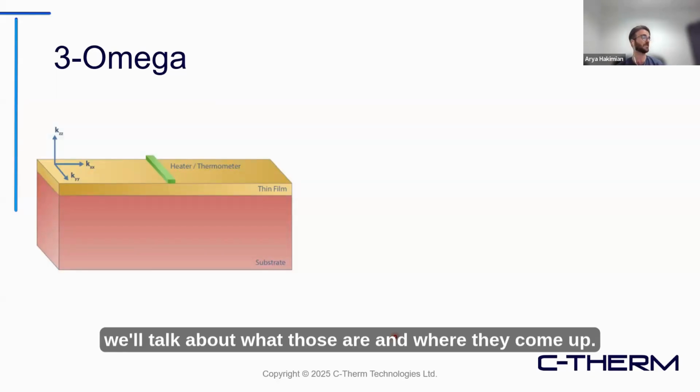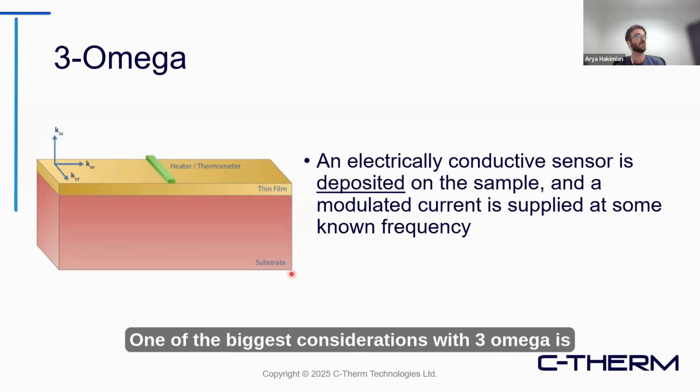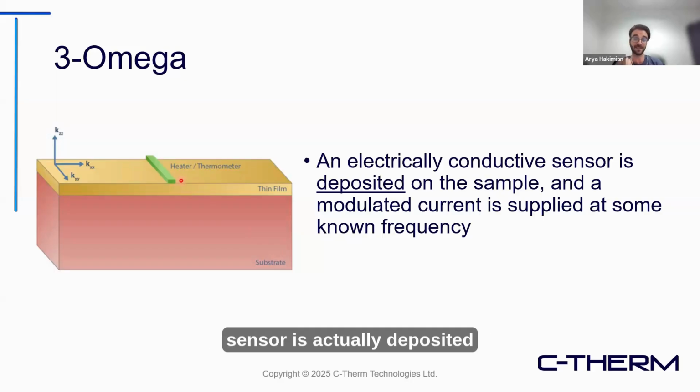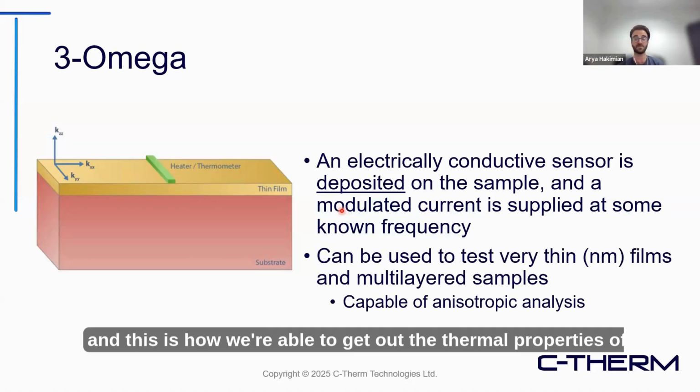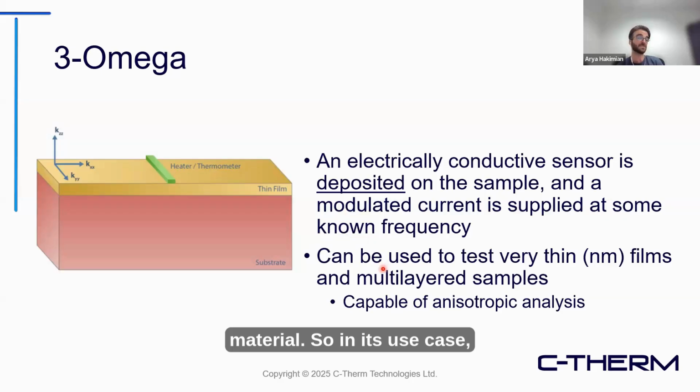But again, we'll talk about what those are and where they come up. One of the biggest considerations with 3 omega is that the electrically conductive sensor is actually deposited physically onto your sample. So we're looking at modulating current. Modulated current is supplied at some frequency, and this is how we're able to get at the thermal properties of the material. So in its use case, it can be used to test very thin, even nanometer range films, multi-layered samples, capable of anisotropic analysis. So really opens up the door for some very interesting testing options.